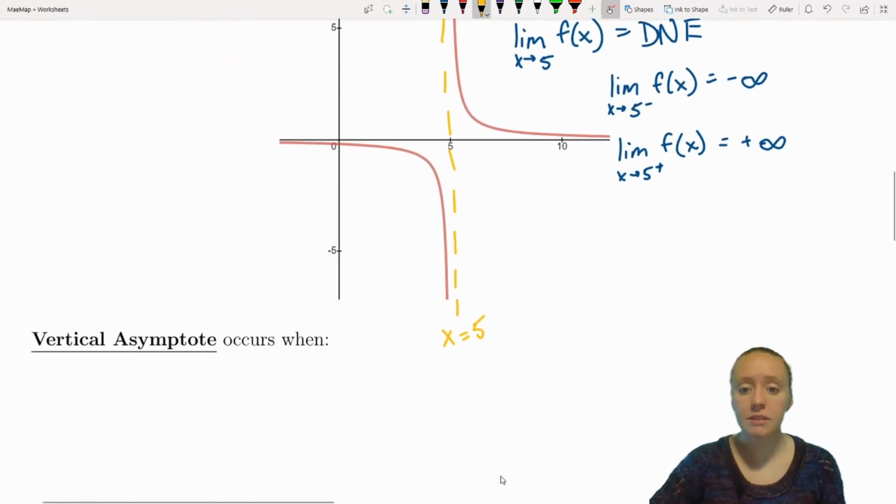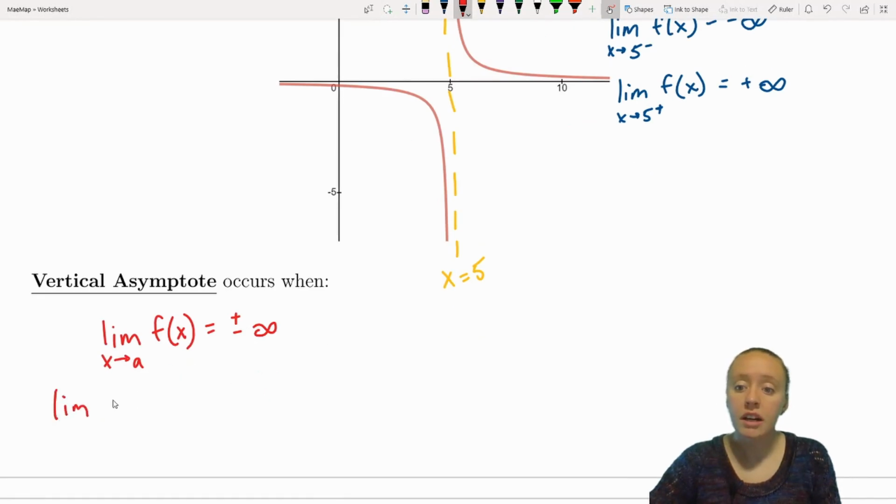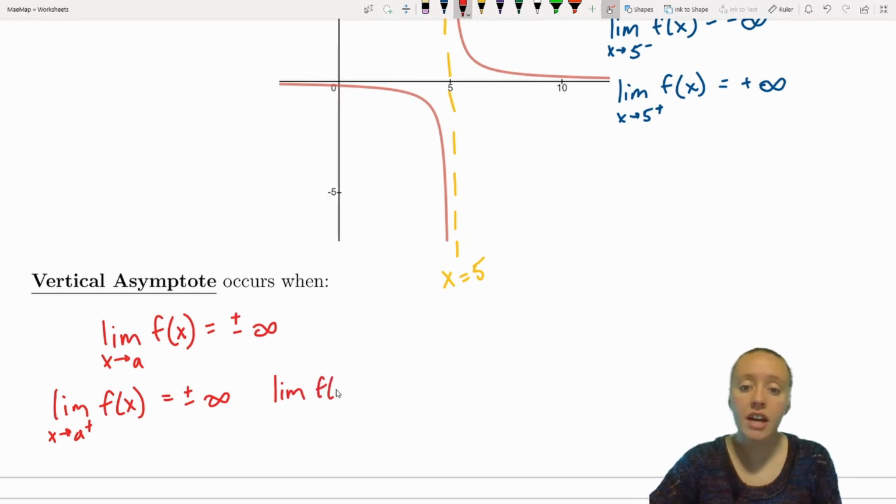So a vertical asymptote occurs when the limit of f of x as x approaches a equals a positive or negative infinity, and also when the limit of f of x as x approaches a from the right equals a positive or negative infinity, or when the limit of f of x as x approaches a from the left equals positive or negative infinity.